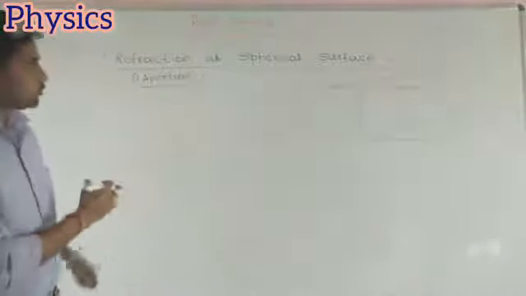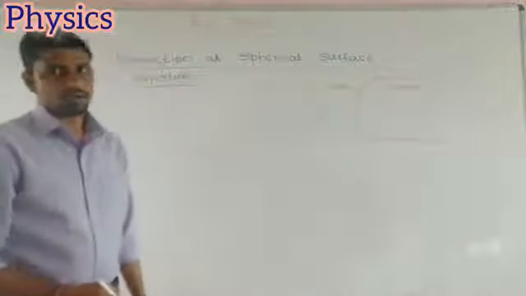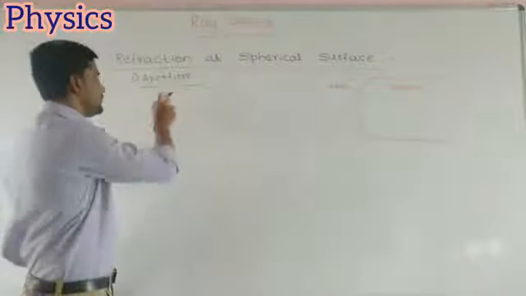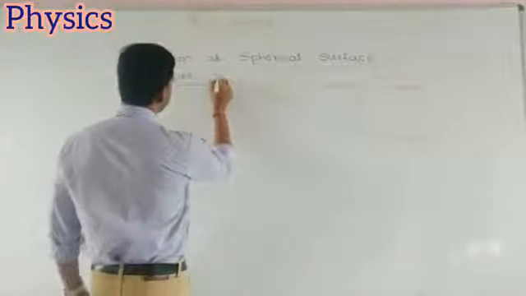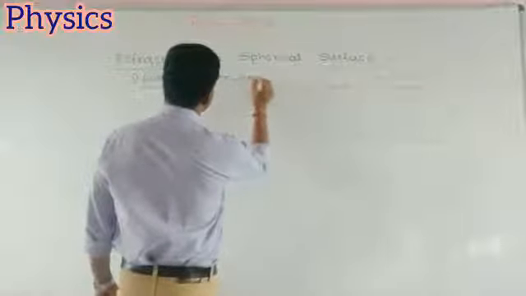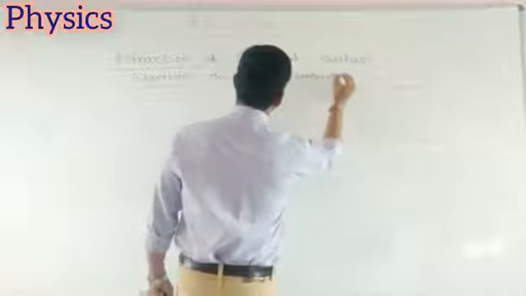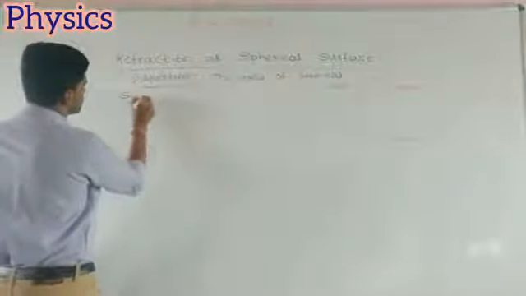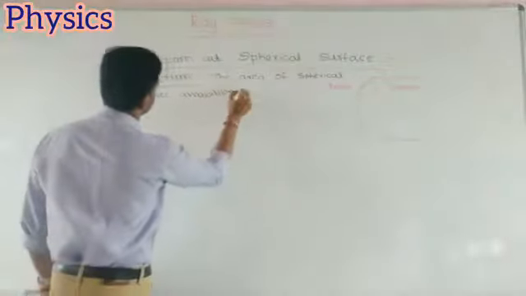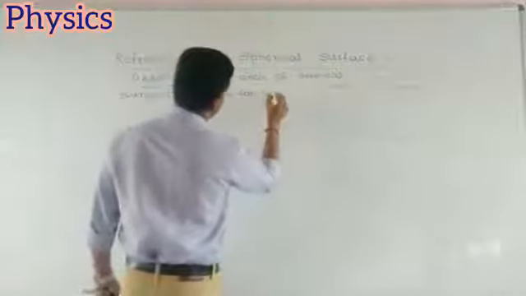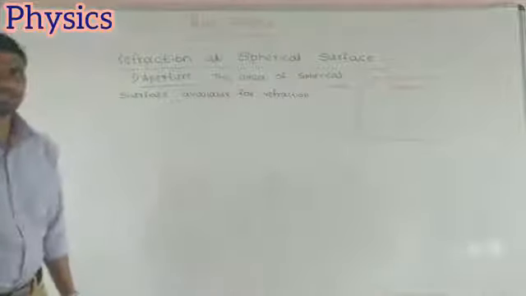Here the terms which I am going to write are the same for both the convex spherical surface and the concave spherical surface. The first term is the aperture. What do you mean by aperture? Aperture is nothing but the area of a spherical surface available for refraction. It is called the aperture of the spherical surface.